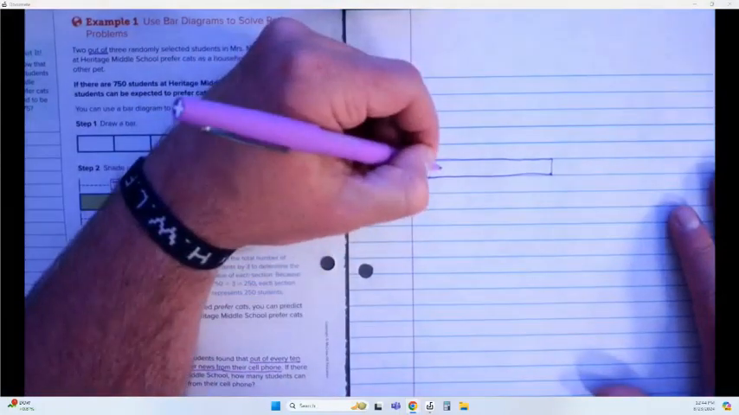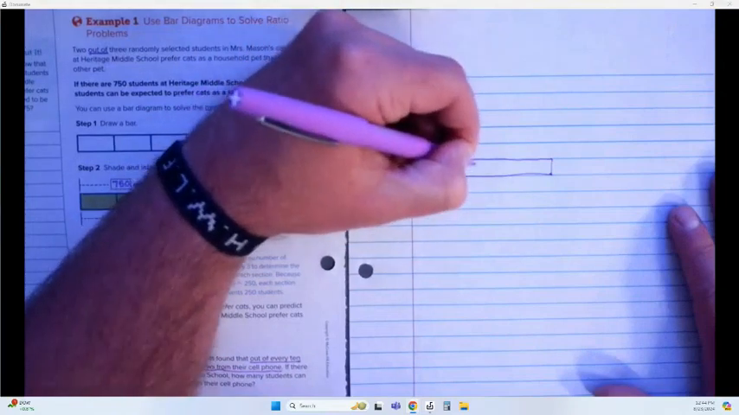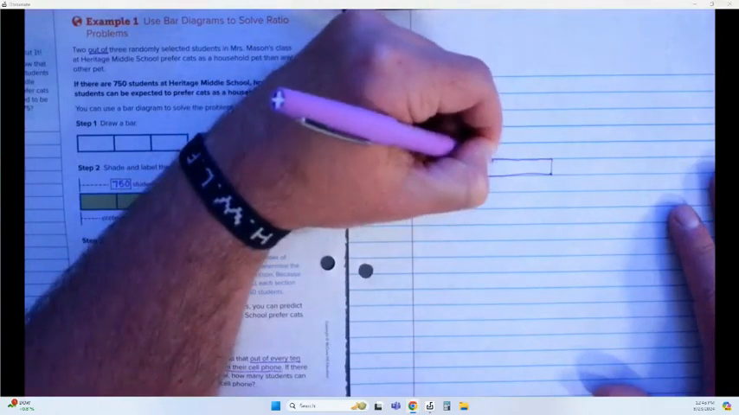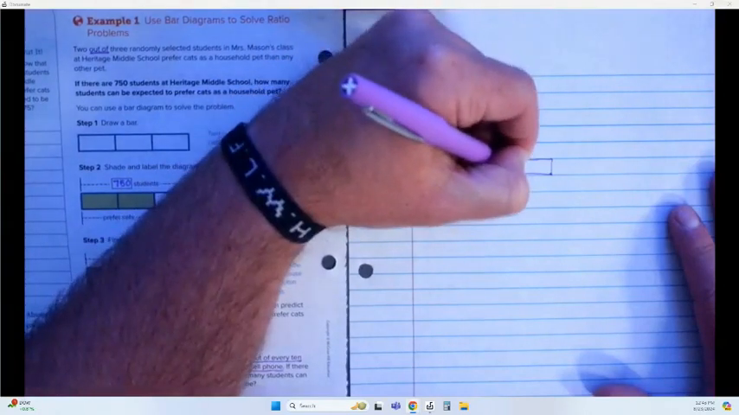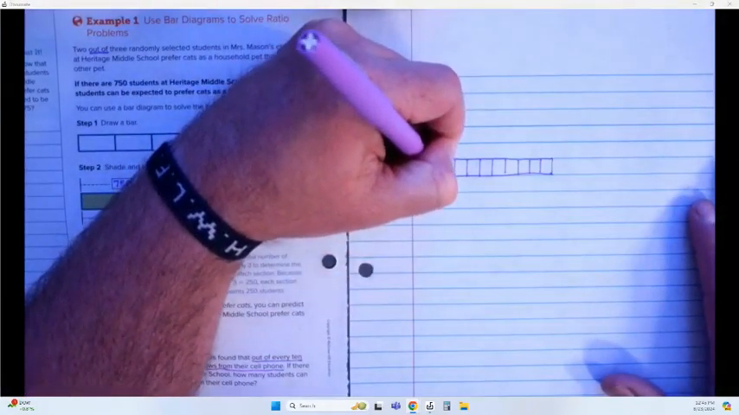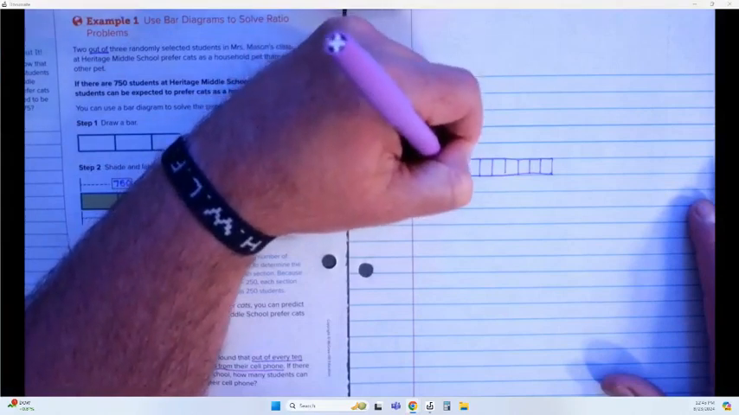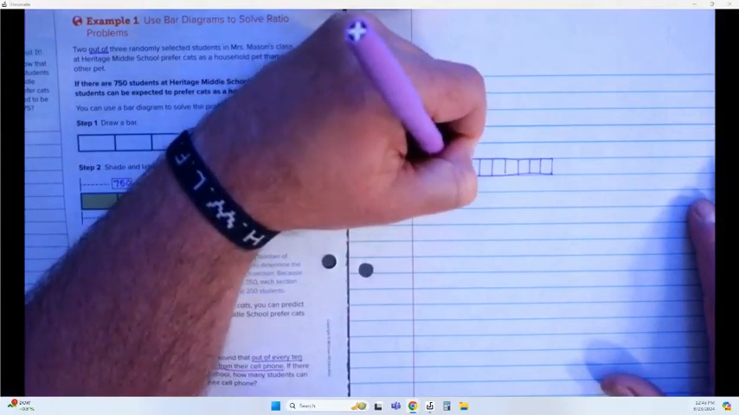I have my bar to start. Since it's a 3 out of 10, I'm going to need 10 sections. Now that I've cut my bar into 10 sections, I know that 3 out of 10 get their news from their cell phone. So we can put an N in each of those 3 boxes to signify those are the 3 out of 10 that get their news from their cell phone.